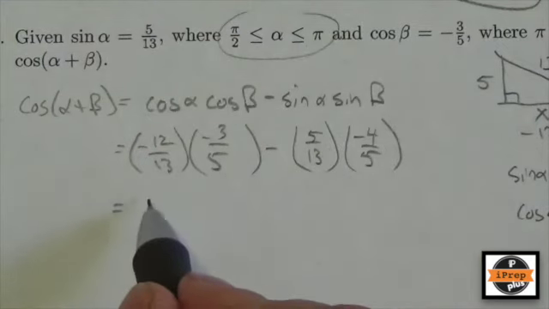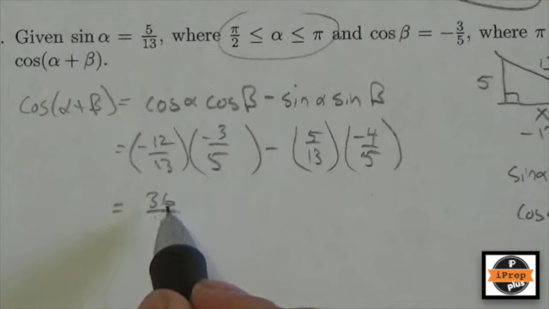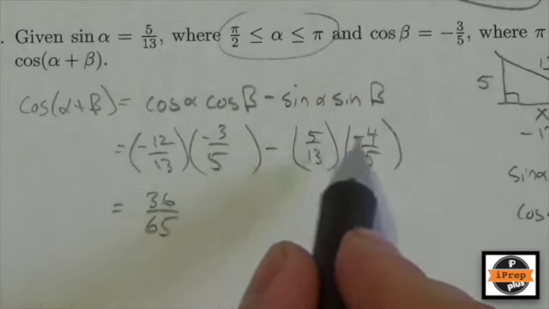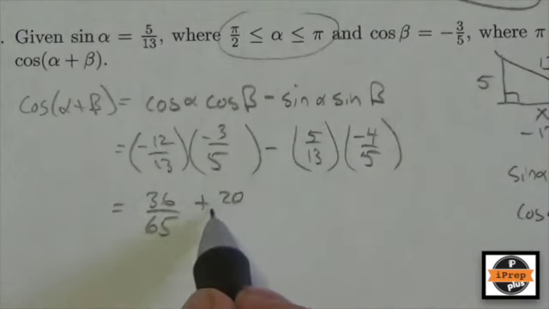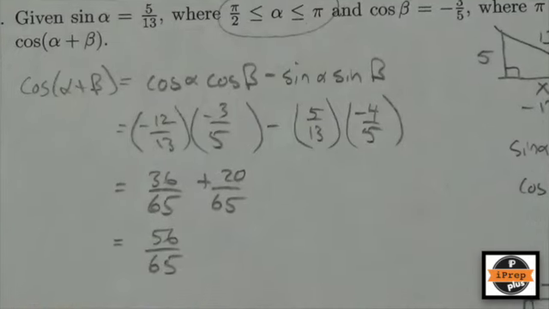So negative 12 times negative 3, that's going to be 36. And 13 times 5 is going to be 65. Minus 5 times negative 4, that's going to be positive 20 65ths. And so altogether that's going to be 56 65ths. Well, it's kind of a weird number there, but 56 65ths. That's the exact value of the cosine of alpha plus beta. That's a really good problem. All sorts of trigonometry from this course shows up in this particular problem.